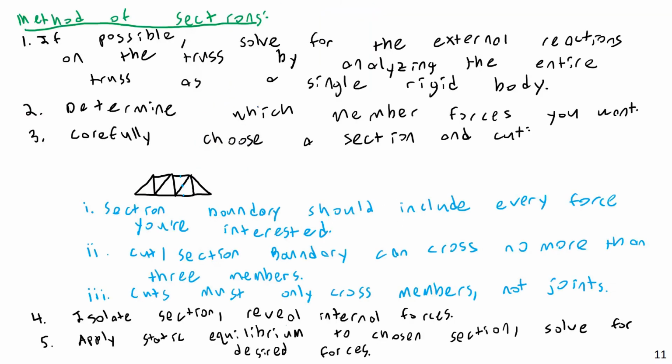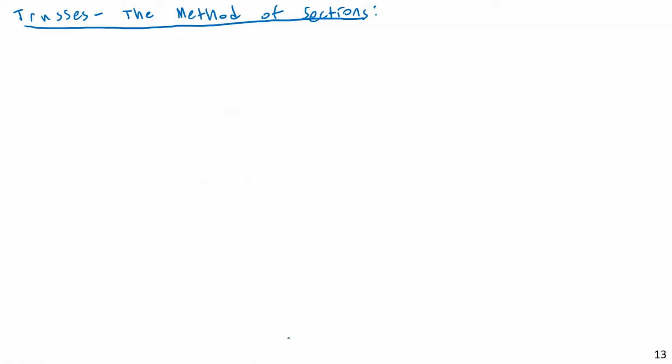The main steps, again: first, we're going to find any external reaction forces that we can. Second, we're going to determine which member forces we want. Usually in terms of academic problems, these are going to be given. Third, I should say, we're going to carefully choose a section that we wish to cut, and then we're going to isolate the section and apply static equilibrium to solve for whatever internal forces we are looking for.